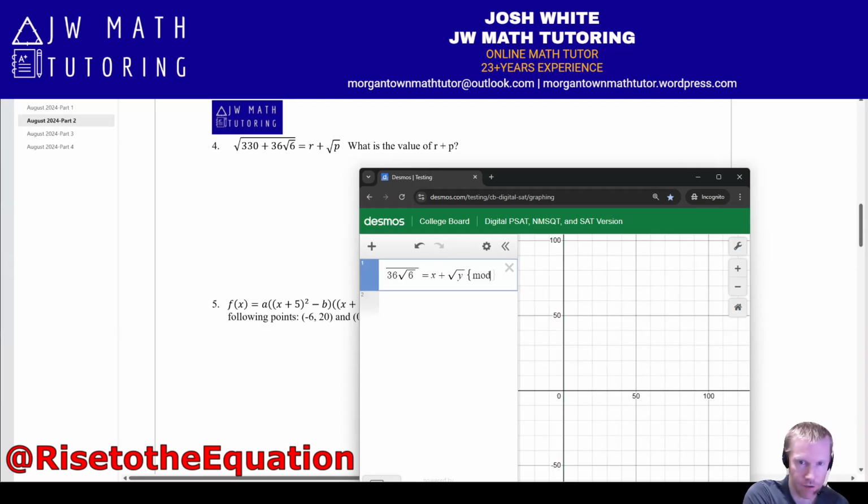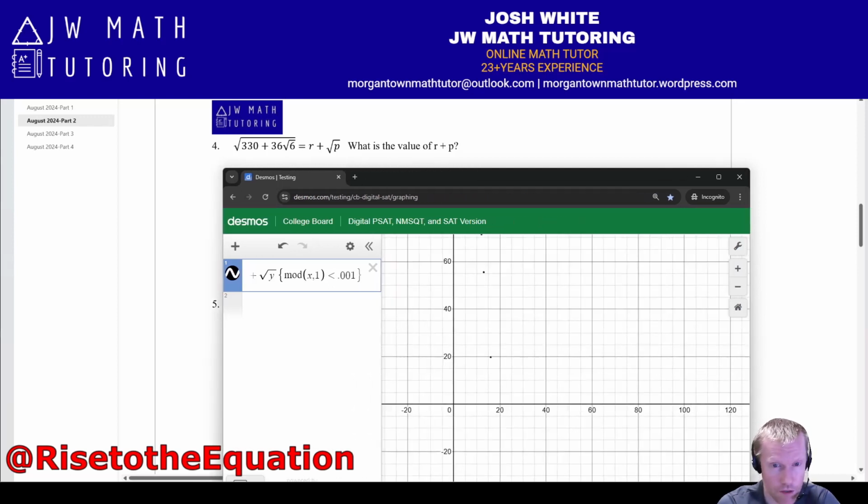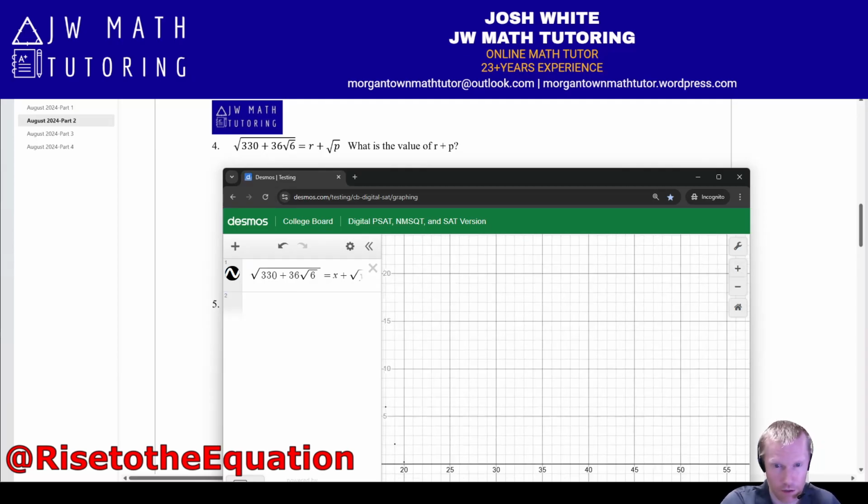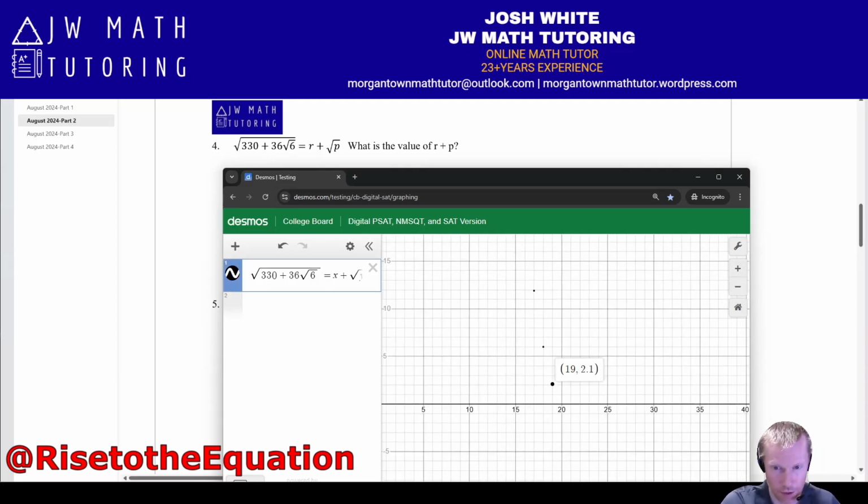So what you add is this little command here. This mod command basically takes the remainder, and it wants to set the remainder of x divided by 1 such that it's less than 0.001. So in other words, it's telling it to return only integer values. So you look at the points here. Let's zoom in. Now you can see it's only finite points, right? It's not a curve. So here is essentially an integer value of x.